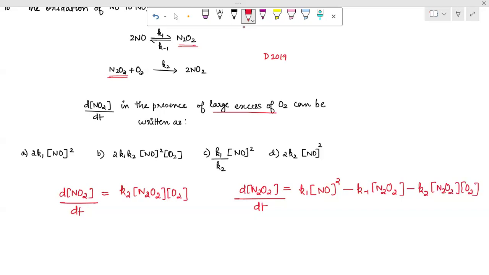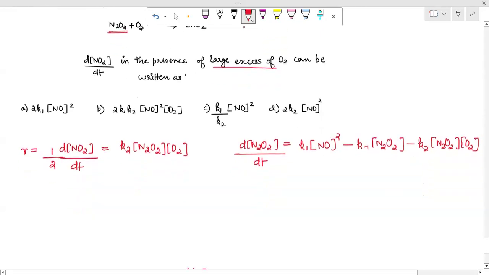I have made a mistake over here. The rate of the reaction is 1 by 2 dNO2 by dt, and that is equal to K2 into N2O2 into O2. So please be careful. The rate of the reaction is 1 by 2 times dNO2 by dt according to the equation there.